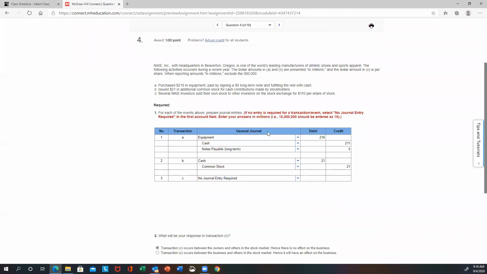And it looks like somehow this one kind of got duplicated, but they want you to do the same one in this case, and they just want you to do the journal entry. So it's the same transactions, but you can see here's how the debits and the credits would look for both A and B. Buying equipment, paying some cash, the rest is on a note. So again, you're debiting equipment, crediting cash, crediting notes payable. And then on that cash sale of an investment, you're debiting cash, credit common stock, and of course, no entry on part C.